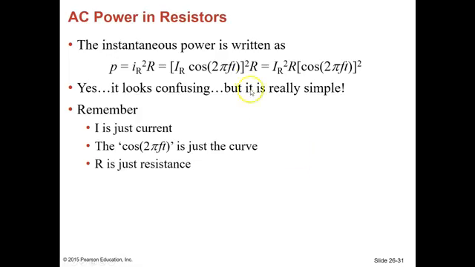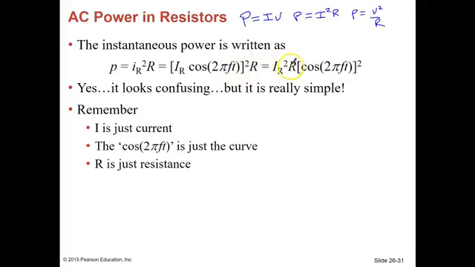AC power and resistors: the instant power can be written as, now here's instantaneous again, so we're going to use a lowercase p, so notice that's not an uppercase P, it's just a lowercase I squared R. Remember there were several equations for power. Power could be equal to IV. We know that power could be equal to I squared times R, and then power is also equal to V squared over R. So here we've chosen to use P is equal to I squared R, and we know that the instantaneous current is really the overall current times cosine of 2 pi ft, squared, times R.